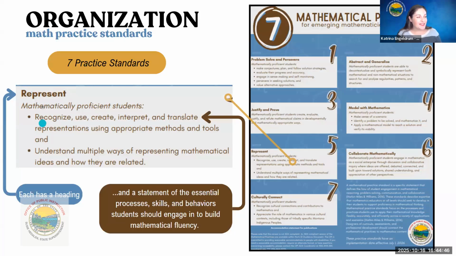So the task force has defined representing by saying that mathematically proficient students who can represent are able to recognize, use, create, interpret, and translate representations using appropriate methods and tools, and understand multiple ways of representing and how they're interrelated. So these are all based off of the NAEP and then the research as well. And then math practice number 1, problem solve and persevere, was also adapted from Common Core, which you'll kind of notice some overlap there when you look at them. But these pieces down below are all of the essential things we need students to be able to do.